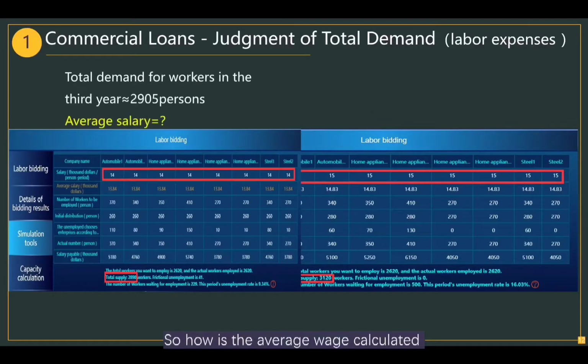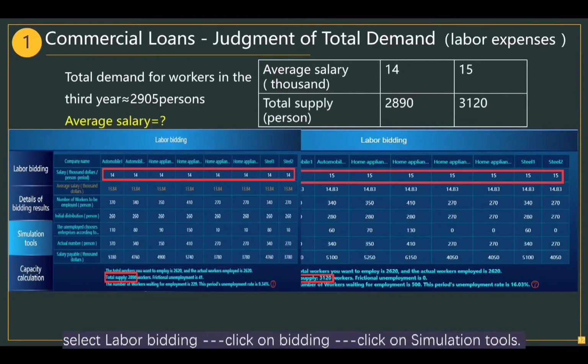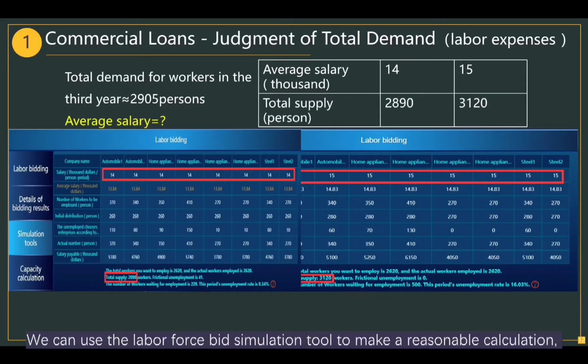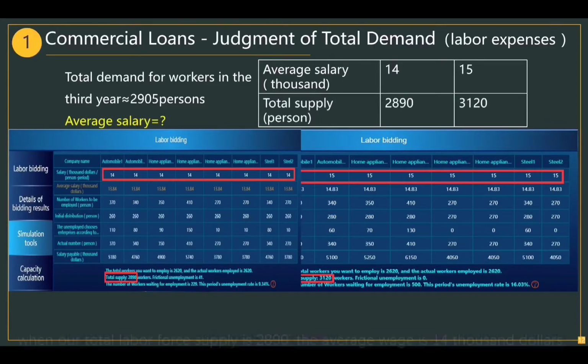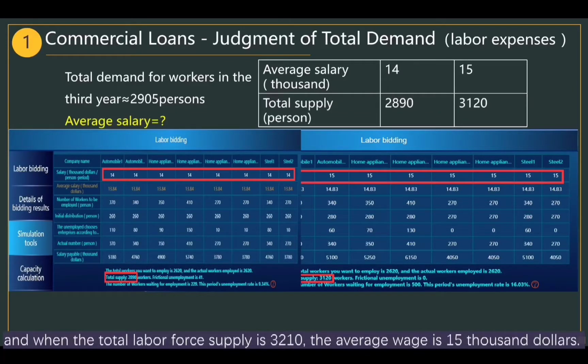So, how is the average wage calculated? When the total labor force demand is 2,905 in the third year, in the software system, select labor bidding, click on bidding, click on simulation tools. We can use the labor force bid simulation tool to make a reasonable calculation, as shown in the figure. When our total labor force supply is 2,890, the average wage is $14,000. And when the total labor force supply is 3,210, the average wage is $15,000.